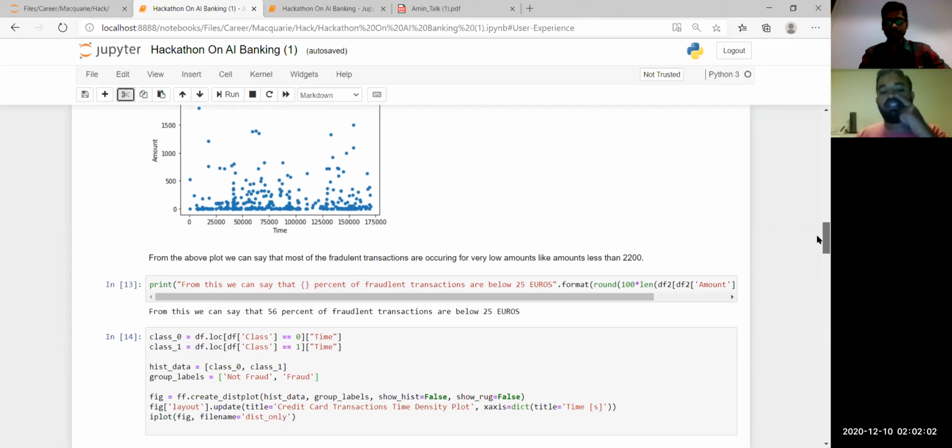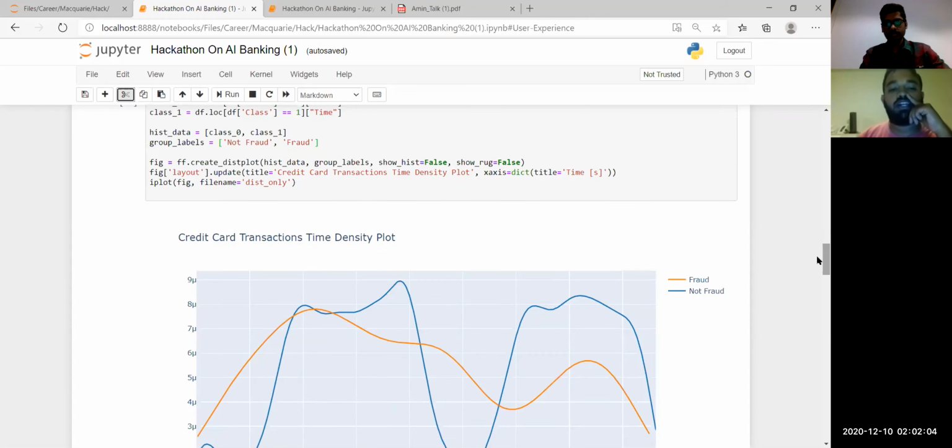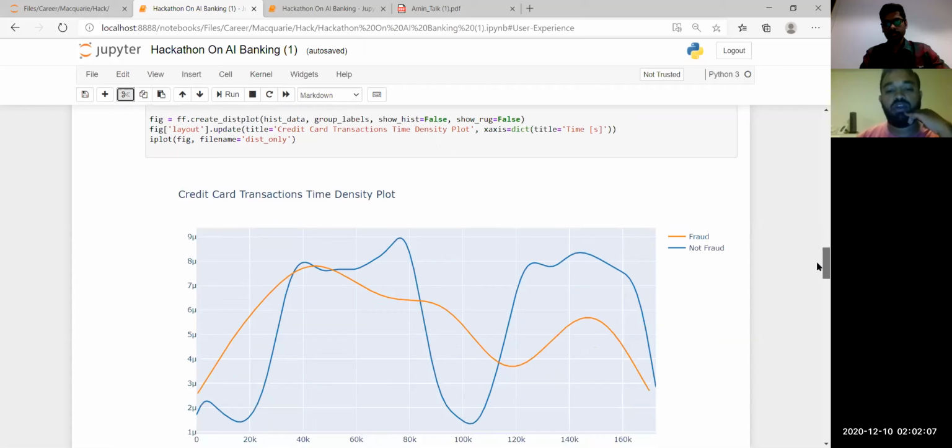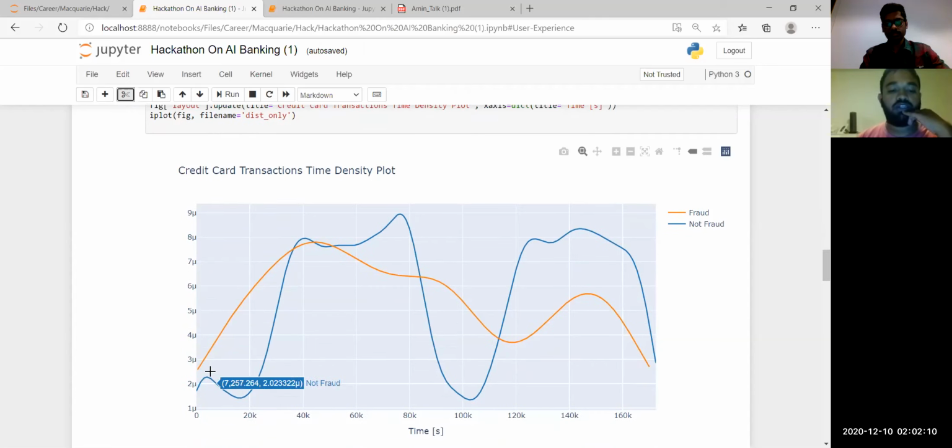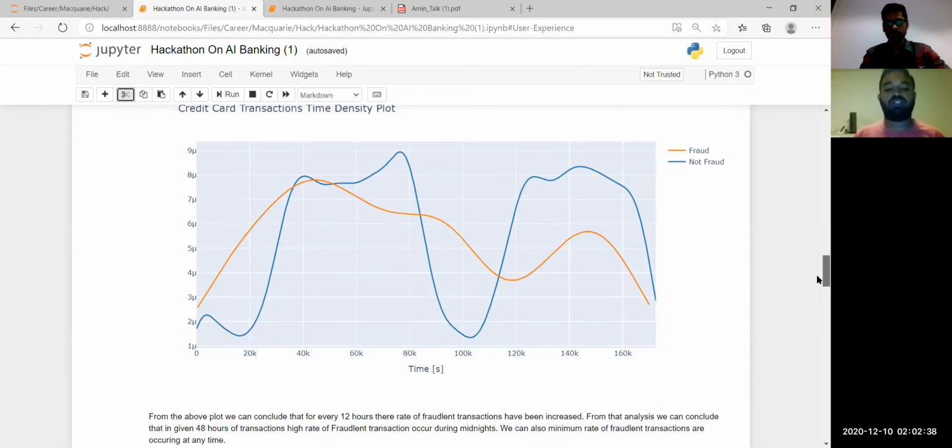Another analysis we made on credit card transactions was the time density plot. On this, we got to know that the fraudulent transactions follow a normal distribution curve, and there was a peak every 12 hours. Like if the day started at 12 in the morning, by the evening the fraudulent transactions had increased, then slowly decreased, and in the next evening it again increased and again decreased. By this, we can say that every 12 hours, the transactions have been changing.